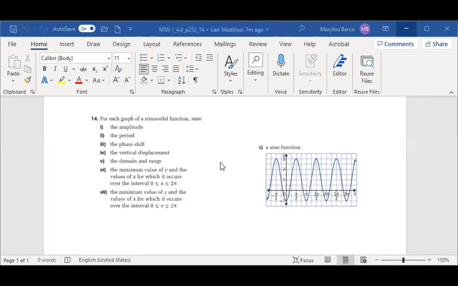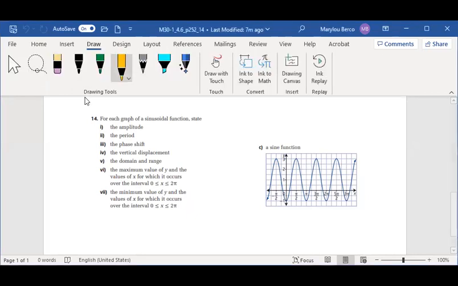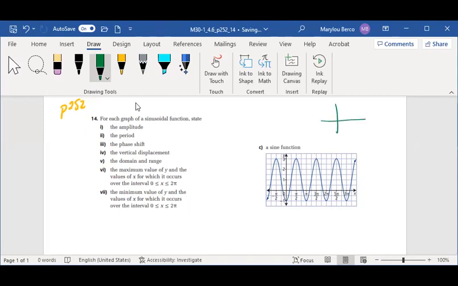Okay, let's take a look at number 14C on page 252. For each graph of the sinusoidal function, state each of these attributes. So we have the sine function, and if you recall, the graph of the sine function starts at 0, 0. Okay, important to memorize that. Starts at 0, 0.